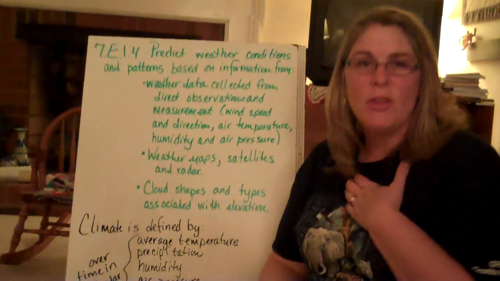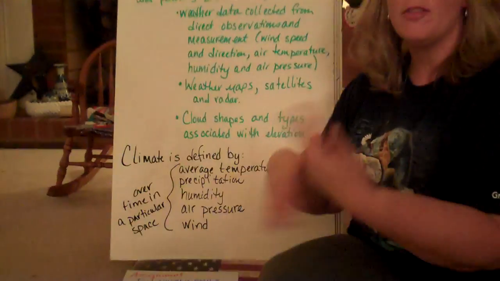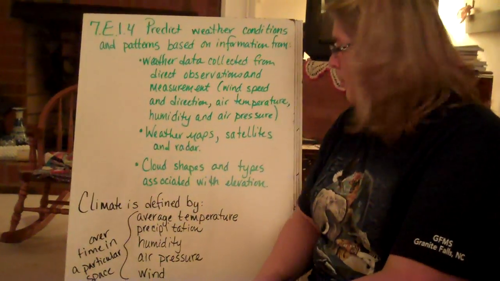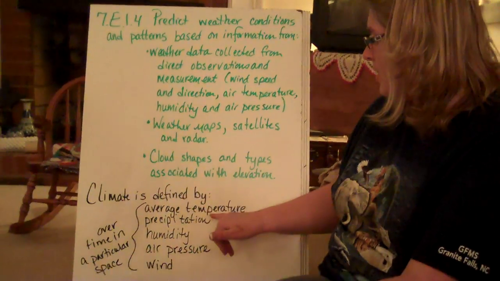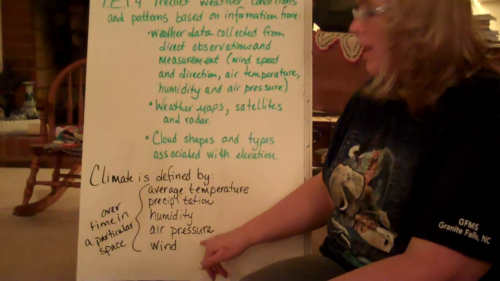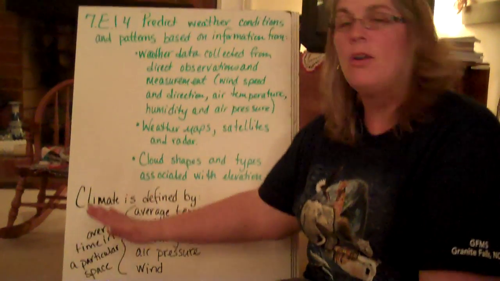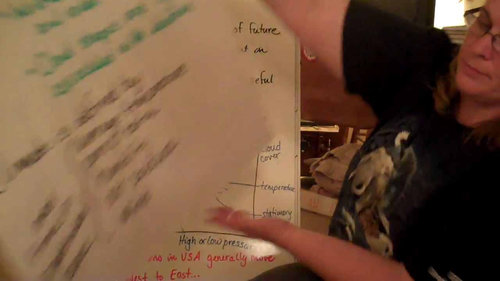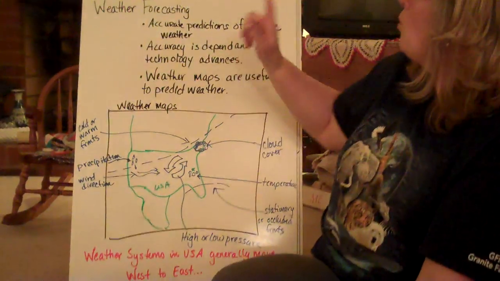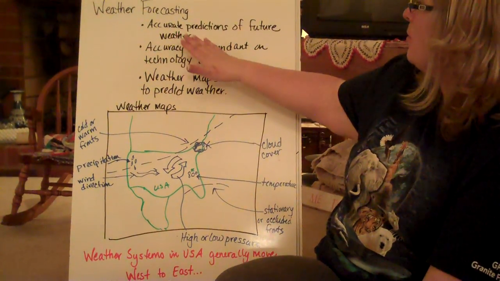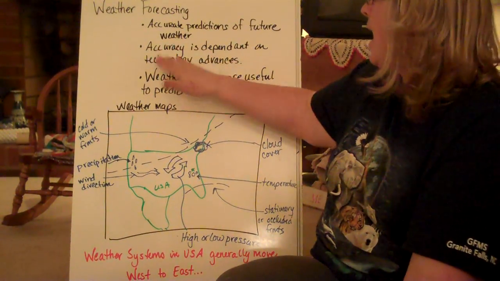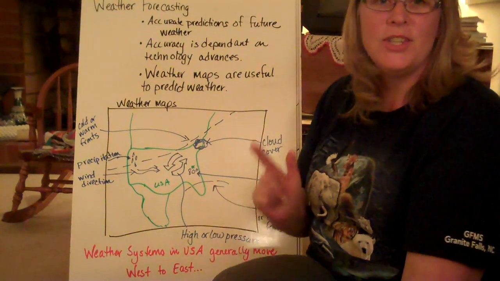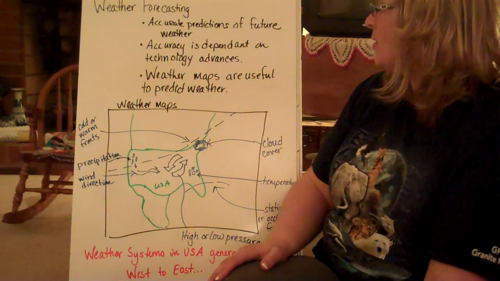Now this is a bit of a review from another day, from another standard, but they've stated it again. Climate is defined by the average temperature, precipitation, humidity, air pressure, and wind, all over time in one particular space. Weather forecasting is actually accurate predictions of future weather. Accuracy is dependent on technology advances, and weather maps are useful to predict weather.